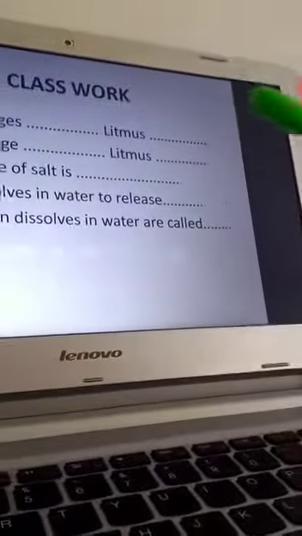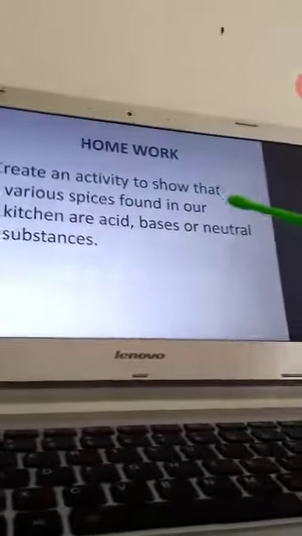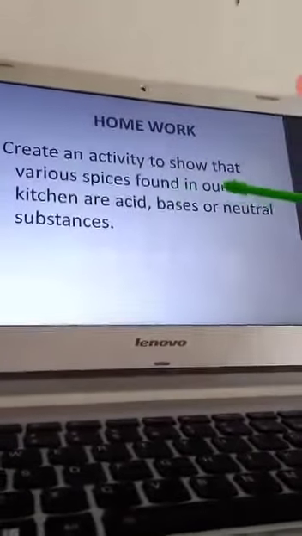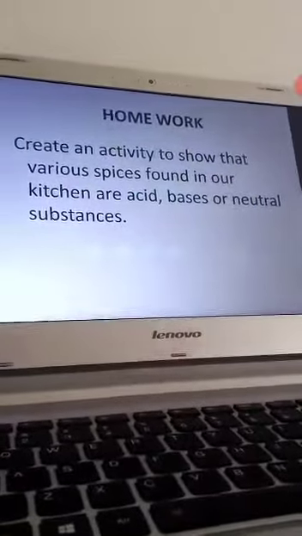Now children, note down your homework. You have to create an activity to show that various spices found in our kitchen are acid, bases or neutral substances. So children, I hope today's topic of acid, bases and salts is very clear to you. In our next class, we will study about them in more detail. Thank you.